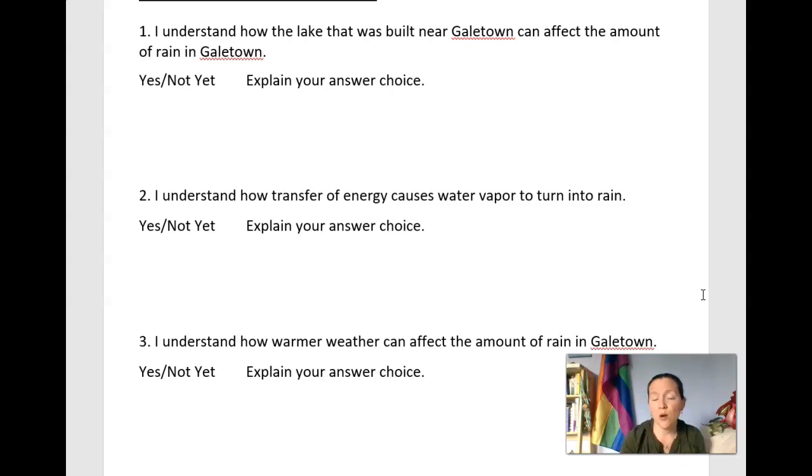I understand how warmer weather can affect the amount of rain. Well, I feel like maybe I'm getting there. I don't feel like we've talked about temperature so much yet. I do know that warmer weather, warmer temperatures causes more evaporation. So I can kind of see how that might be related.